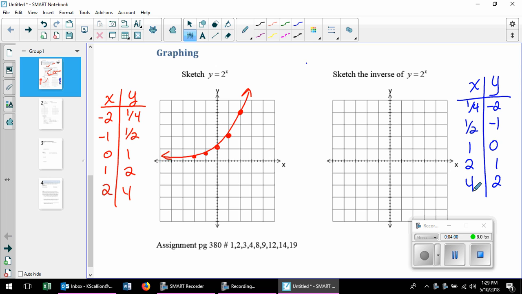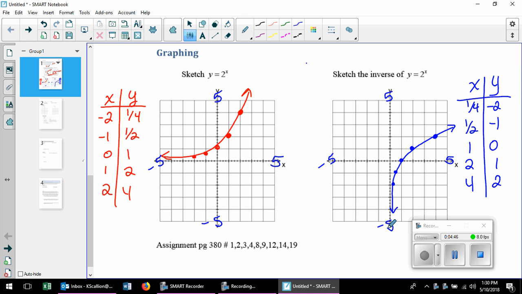So now when I graph this, what didn't I do here? We talked about getting my table of values increments. So at a quarter, I'm at -2. At a half, I'm at -1. At 1, I'm at 0. At 2, I'm at 1. At 4, I'm at 2. Try not to lose any marks this time. Do I need to label 2 points if I have a table of values?